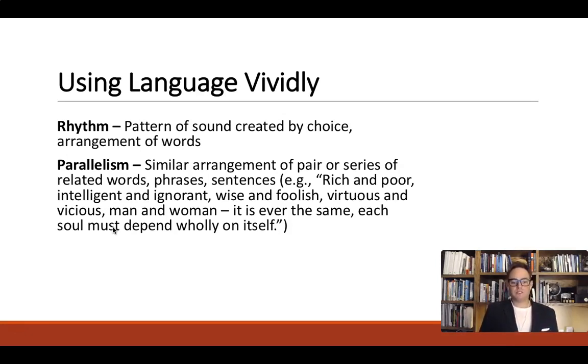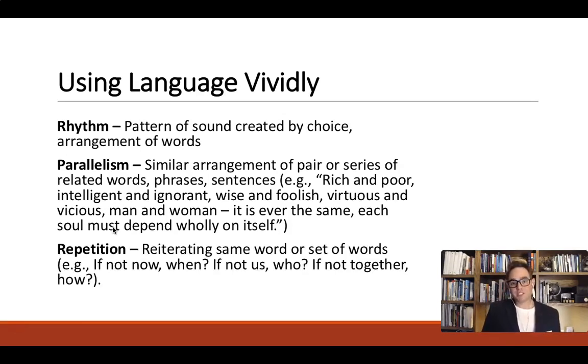Each soul must depend wholly on itself. And so the parallelism between those first sets of words, rich, poor, intelligent, ignorant, wise, foolish, virtuous, and vicious, is getting to the point that none of that really matters. We have to really depend on ourselves. Repetition is another linguistic device that we could include in our speeches.